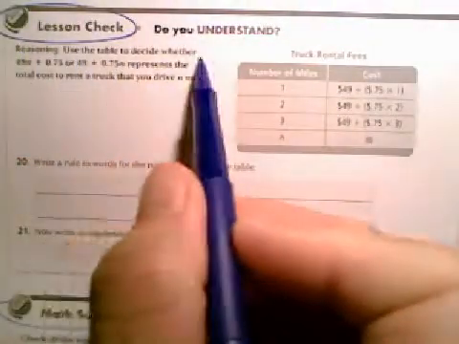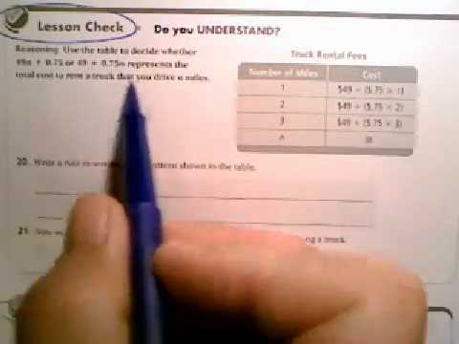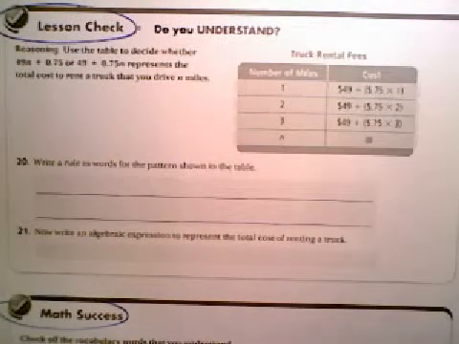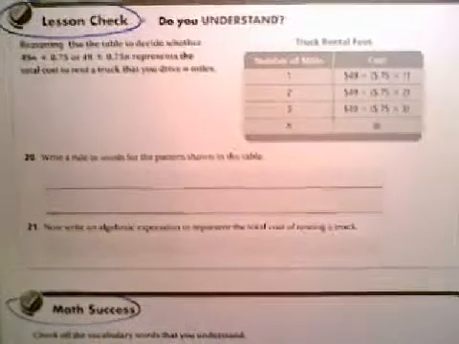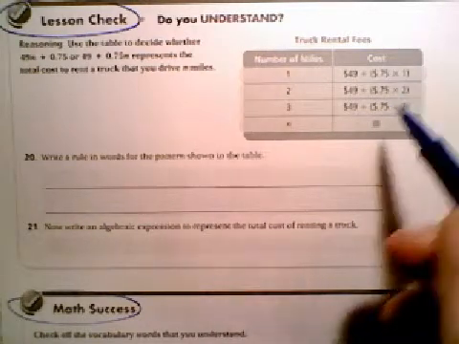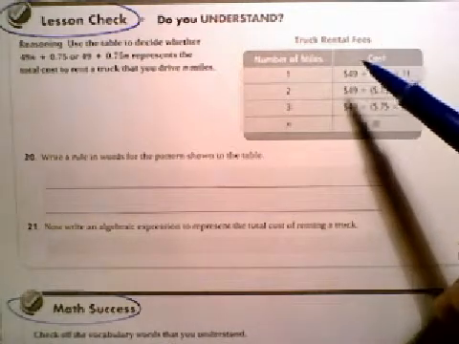Reasoning, use the table to decide whether this or this represents the total cost to rent a truck you drive N miles. Okay, just to let you know, most of the time when you read a word problem in math, it doesn't make sense right away. You've got to dig a little deeper, and you have to do a little work to figure out what is being talked about. So write a rule in words for the pattern shown in the table. Let's just look at the table and see if we can figure this out.